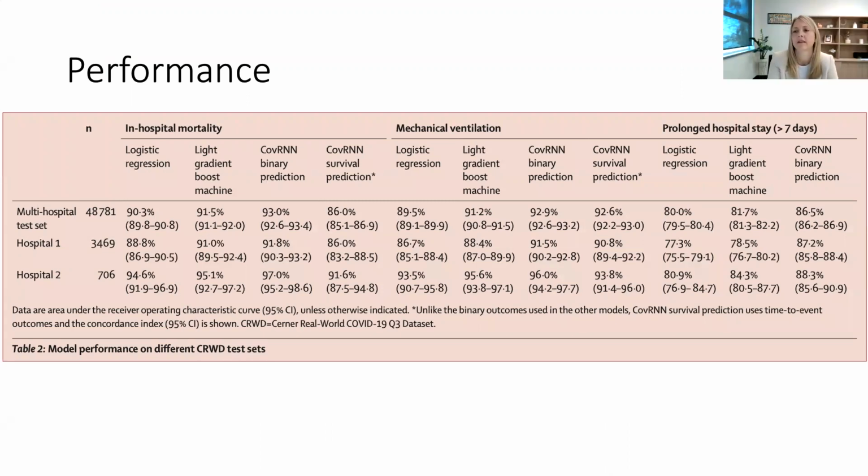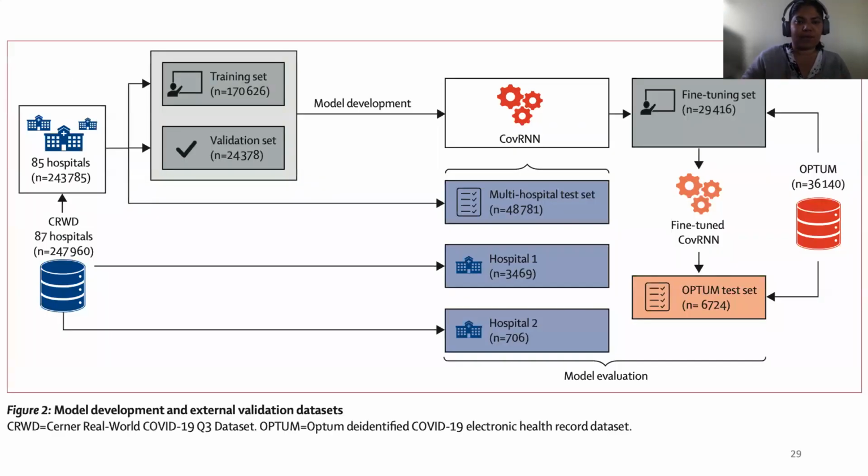Sorry, in this example, when you say multi-hospital and hospital 1, hospital 2, how does that work? Are hospital 1 and hospital 2 independent? Yeah, those are two different hospitals among 87 hospitals in the Cerner data. And we just held them out at the beginning, so that we can do the evaluation without contamination.